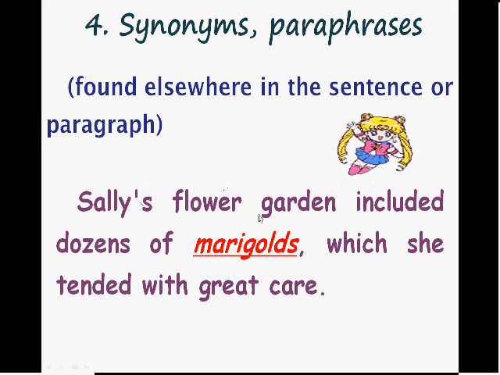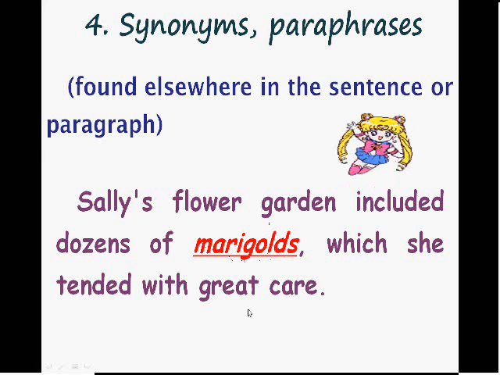Like, look at this example. Sally's flower garden included dozens of marigolds which she tended with great care. Of course, we don't know the meaning of the word marigolds. But I can guess the meaning of this word through the whole sentence because there are other synonyms. Flower garden. And it included dozens of what? A flower garden. What should a flower garden have?